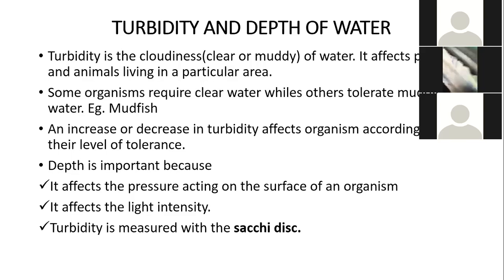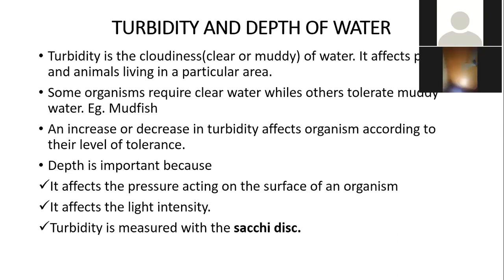Now, some organisms require clear water. Let me use fishes. Some fishes require clear water, whilst others tolerate muddy water. For muddy water, as an example, I'm giving mud fish. I don't know whether you've seen some before. They are normally found in muddy regions, muddy areas. They are normally acclimatized to a muddy environment. They don't really like clear environments because they are suited to a muddy region.